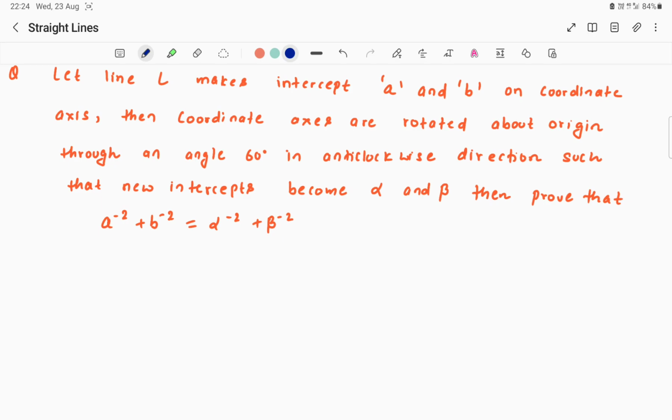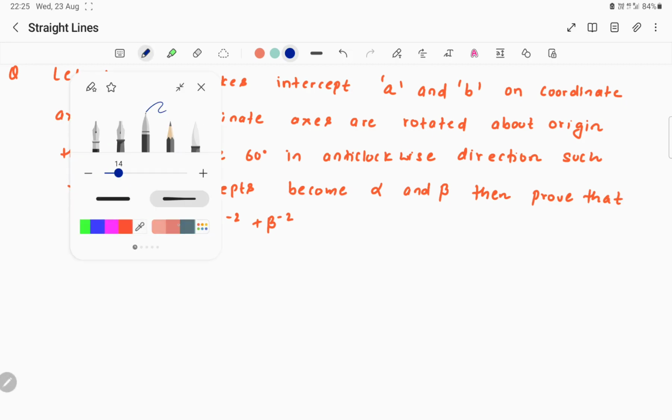Okay. Now let's see another question. Question is, let a line L make intercepts a and b on the coordinate axes, and then the coordinate axes are rotated about origin through an angle 60 degree in anti-clockwise direction, such that the new intercepts become alpha and beta. Then prove that something they are asking.